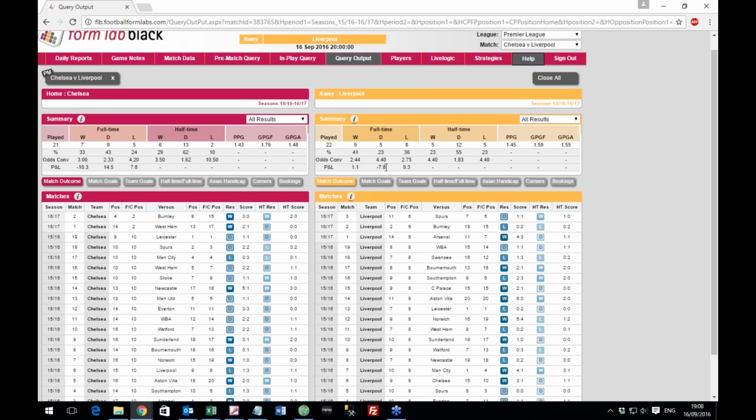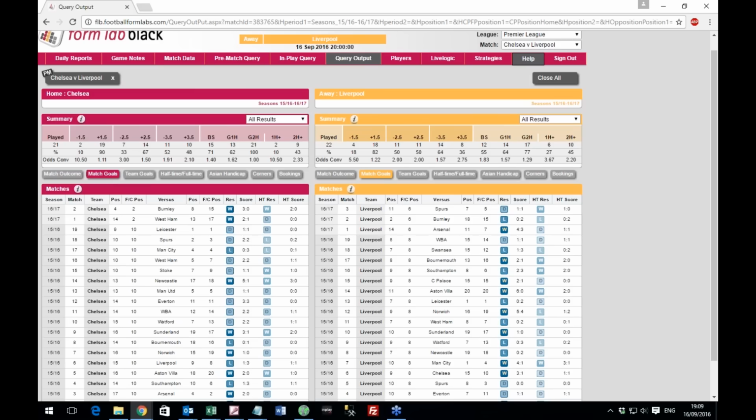But it's very good to illustrate what you do against average odds. We see here that, obviously, with Chelsea's terrible record, it would have been a really bad betting strategy to back them to a unit stake at home for the whole of last season and the start of this season. On the summary, we also have tabs for match goals, team goals, half-time, full-time, handicaps, corners and bookings.